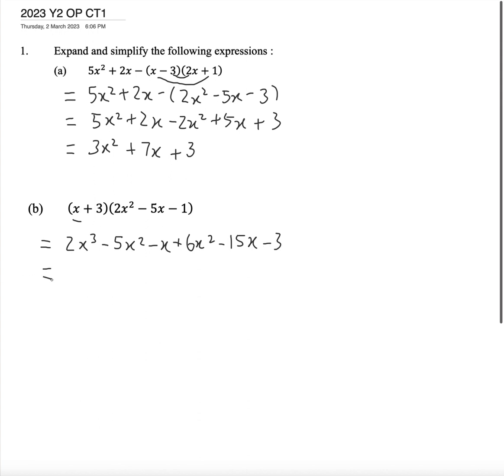So once again, collect the like terms. There's only one x cubed. So we have minus 5x squared plus 6x squared, which is the same as 6x squared minus 5x squared, which gives us a positive x squared. Minus x minus 15x is minus 16x. And then we end off with a minus 3. Now we'll move on to the next question.